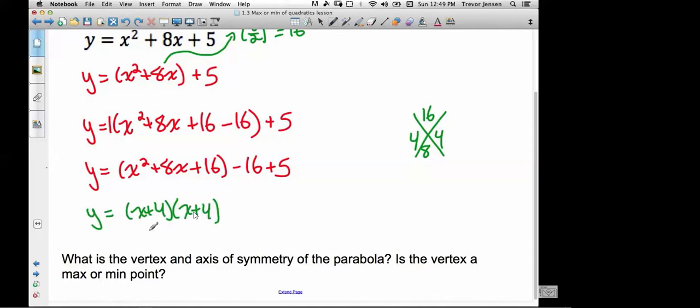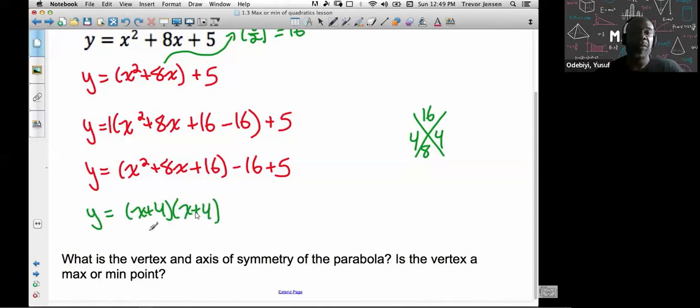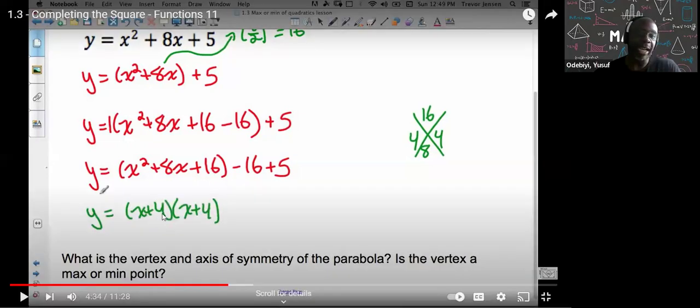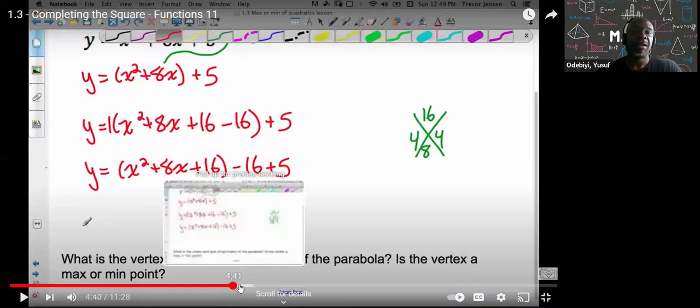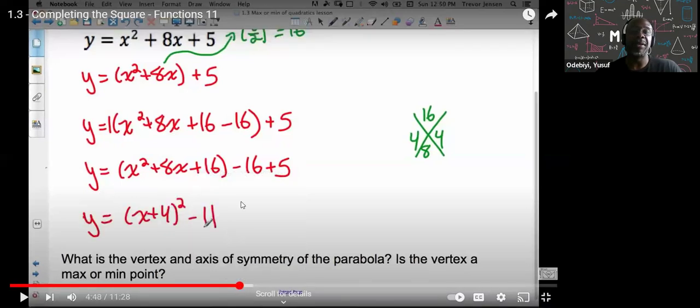I'm not going to write it again. Now you don't write x plus 4 times x plus 4 because we're getting this in quadratic or vertex form. This is just saying the same thing as x plus 4 squared. So now we're in vertex form, because all we're going to do now is write it as x plus 4 squared minus 11. And that is your vertex form.